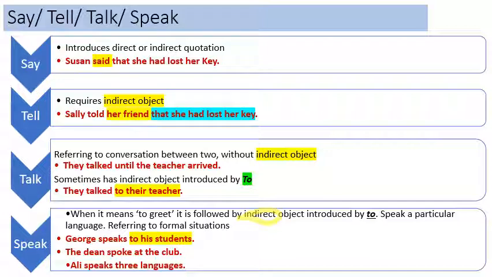George speaks to his students. George, subject, speaks, main verb, to his students. It is followed by an indirect object, and this indirect object is introduced by to. The dean spoke at the club. Okay, the dean and spoke at the club. It refers to speech in a formal situation. Ali speaks three languages. What does Ali speak? He speaks three languages, which is the direct object.